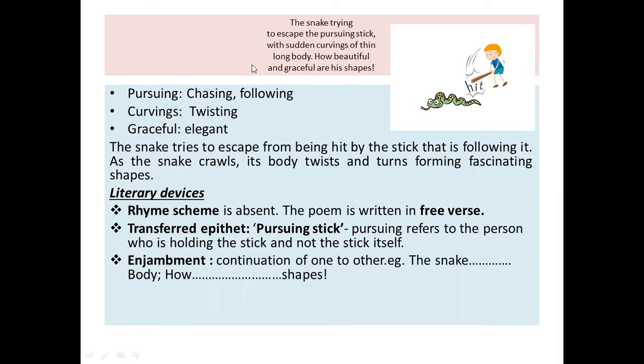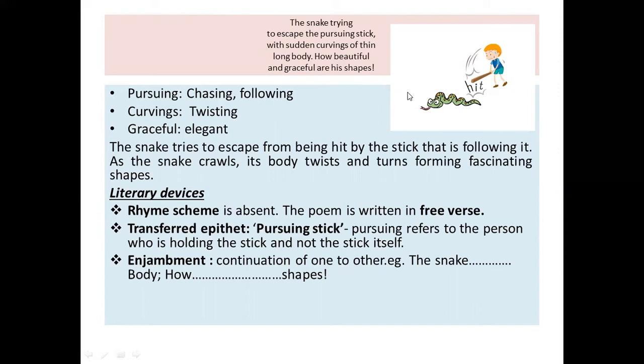So here from the very first line, the snake trying to escape the pursuing stick with sudden curving of thin, long body. The snake tries to escape from being hit by the stick that is following it. As the snake crawls, its body twists and turns, forming fascinating shapes. So here pursuing stick means chasing stick, following stick. And curving means twisting. As you can see here, his body was twisting. And how beautiful and graceful are his shapes.